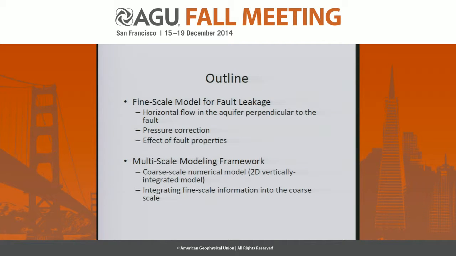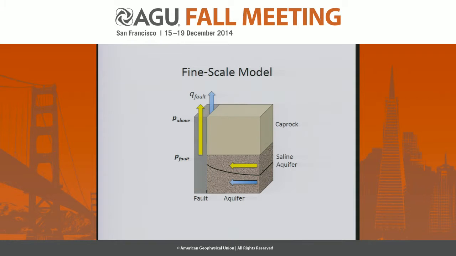So for the core scale, I'm thinking about large basin scale models. So we have domains on the order of up to hundreds of thousands of square kilometers, so you have grid blocks on the order of kilometers. In the fine scale model, we're thinking about meter scales, tens of meter scales.